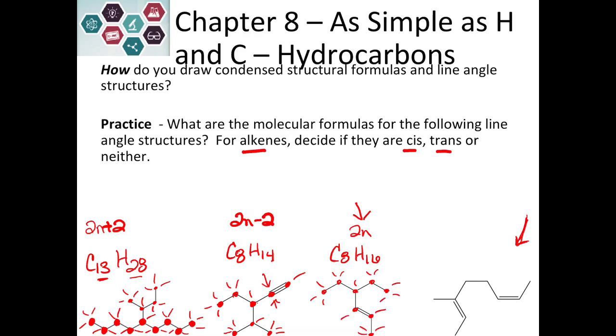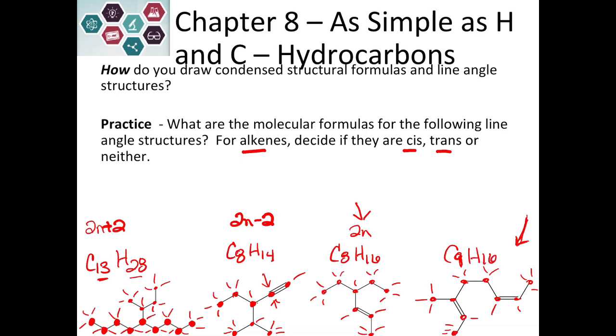There's your 16 hydrogens. Last example, we've got 1, 2, 3, 4, 5, 6, 7, 8, 9. Like I said, if there's more than 1 double or more than 1 triple bond, you cannot use those general formulas. So we'll count real quick. 1, 2, 3, 4, 5, 6, 7, 8, 9, 10, 11, 12, 13, 14, 15, 16.